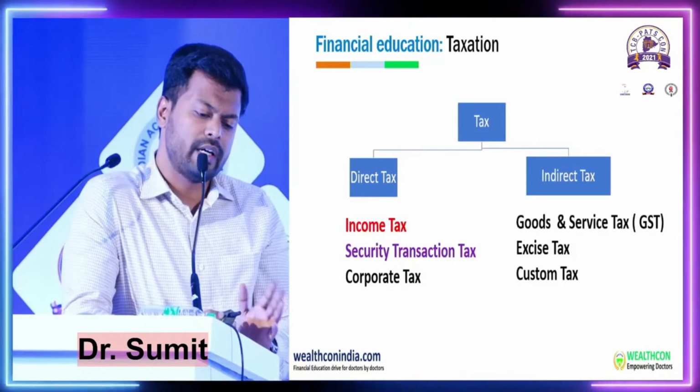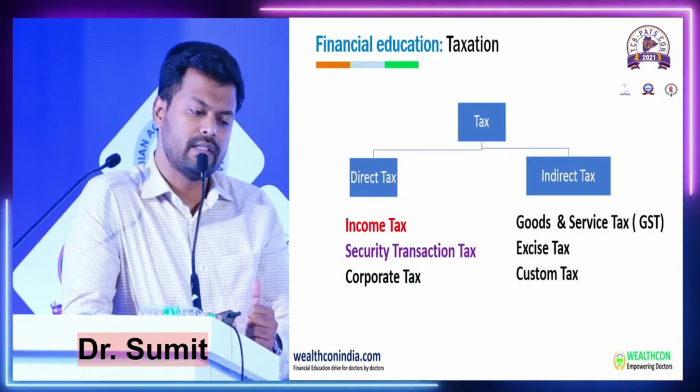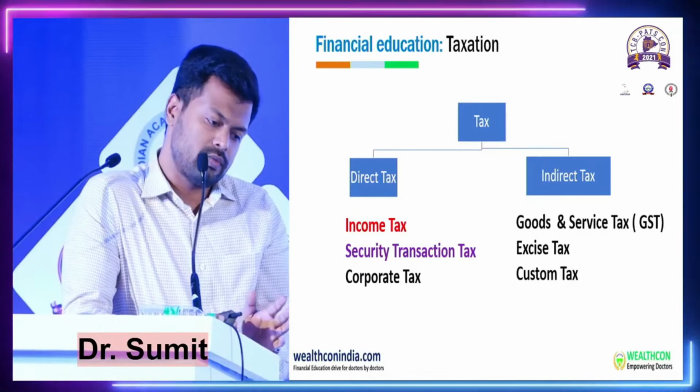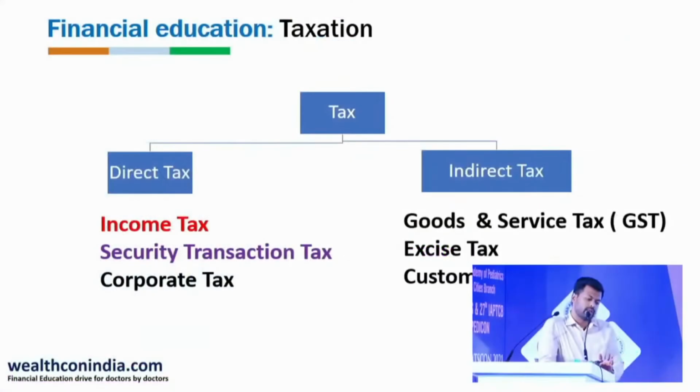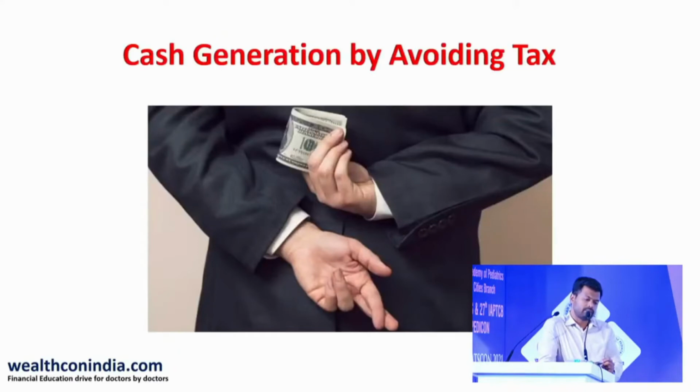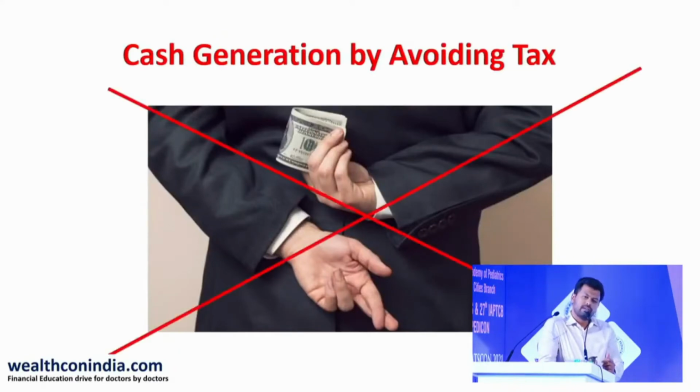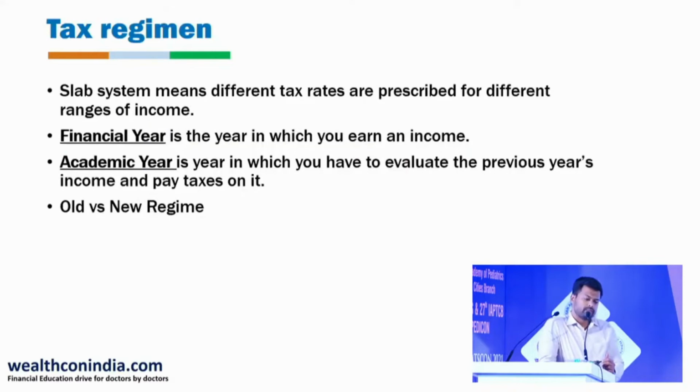Tax can be direct tax or indirect tax. Direct tax is collected through income tax, securities transaction tax, or corporate tax, while indirect taxes are through GST, excise tax, and customs tax. In Wealthcon, cash generation by avoiding tax is prohibited.